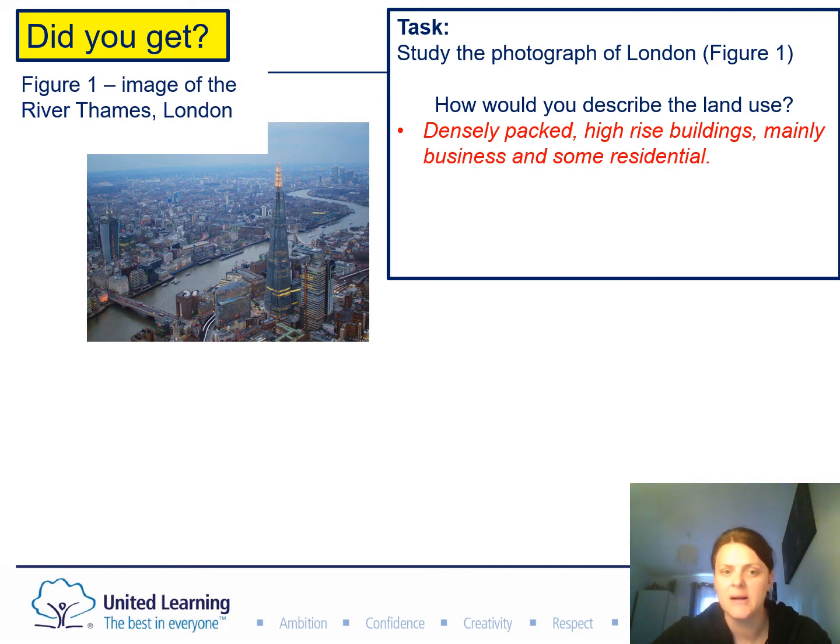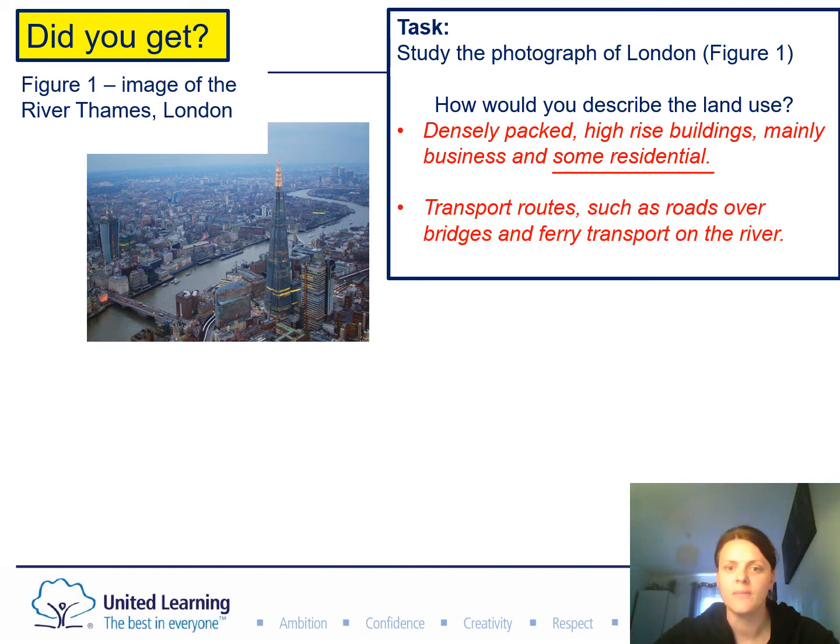It's mainly business, so you don't really find much residential there, although there are some. You probably get some apartments in this area, but not very many houses, and not many people living there. It's mainly used for business. And transport routes, you can see the bridges across the river, and roads and ferry as well. You can just see the boats on the River Thames there that take people and things up and down the river. So you should have said, what is the land use? It's mainly for business and for transport.